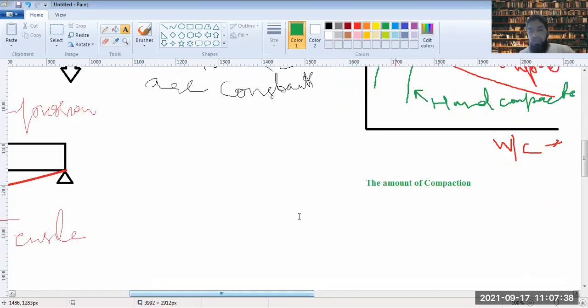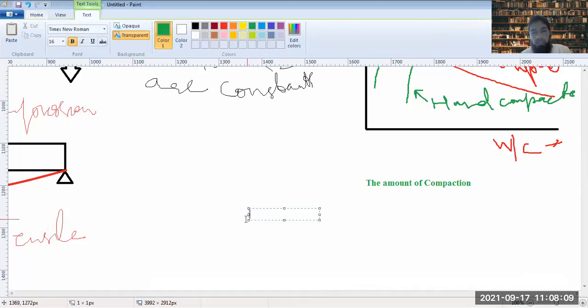Now, why does this happen? As we move in this topic, I'll be discussing this. At this stage, remember that compaction has an effect on the strength. If you're not compacting properly, even at low water cement ratio, you will not achieve a proper higher strength of concrete. Thereby, compaction is important in all situations.